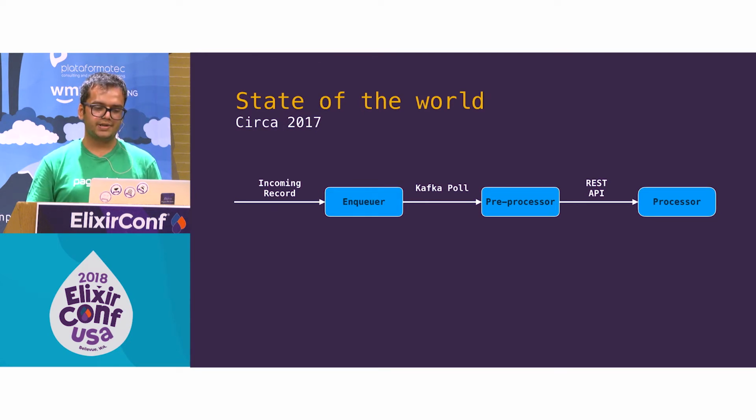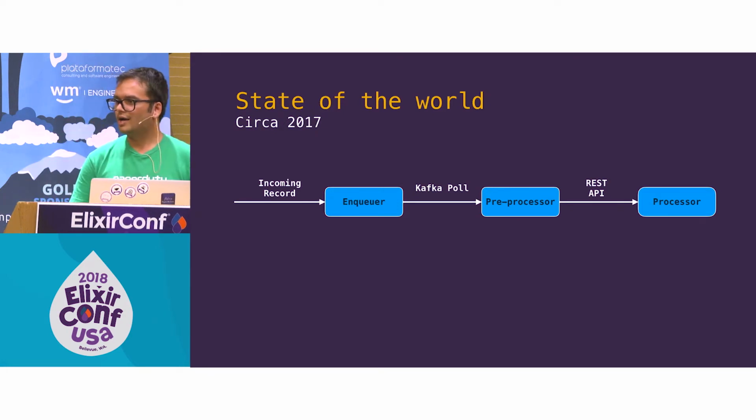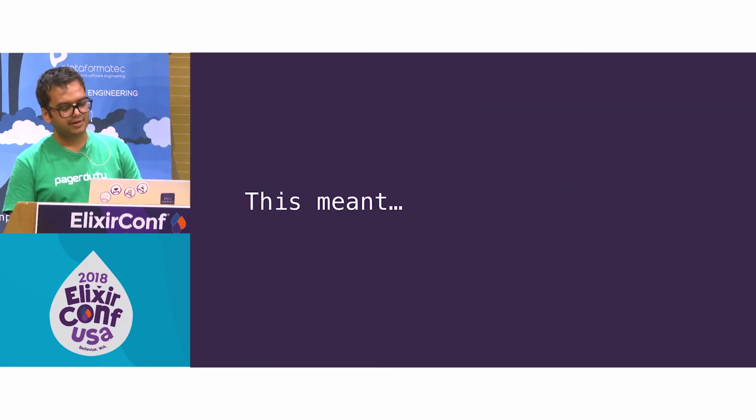What's happening next is there's another process, the preprocessor, which is a Kafka consumer, that is reading this data from Kafka, and it's still sending it to the REST API. The only thing that happened here is that the Cassandra poll was replaced by the Kafka poll. Those of us who are familiar with how Kafka works might have seen what actually happened here. This meant that a few things changed in this pipeline.